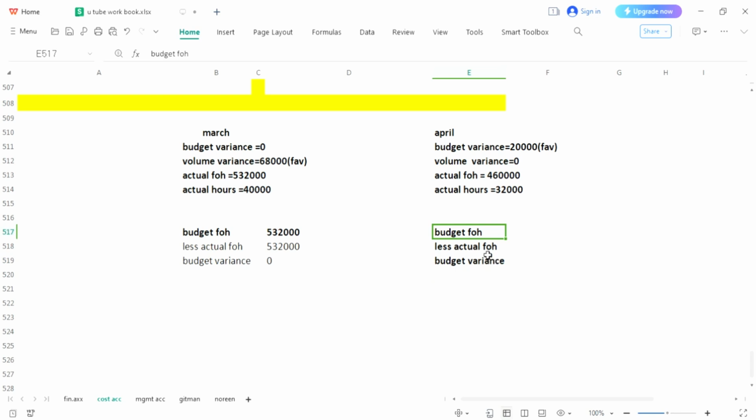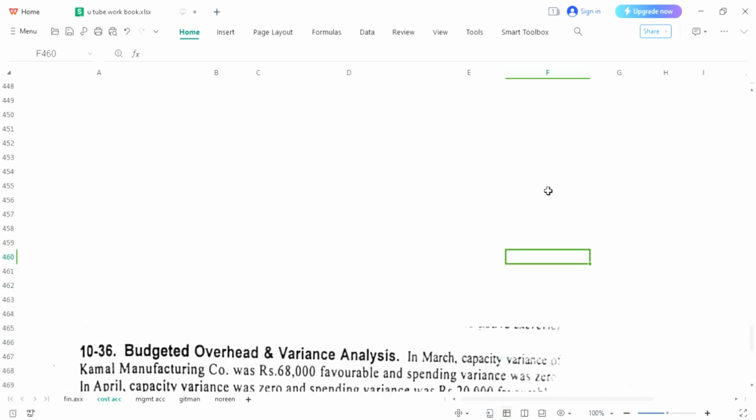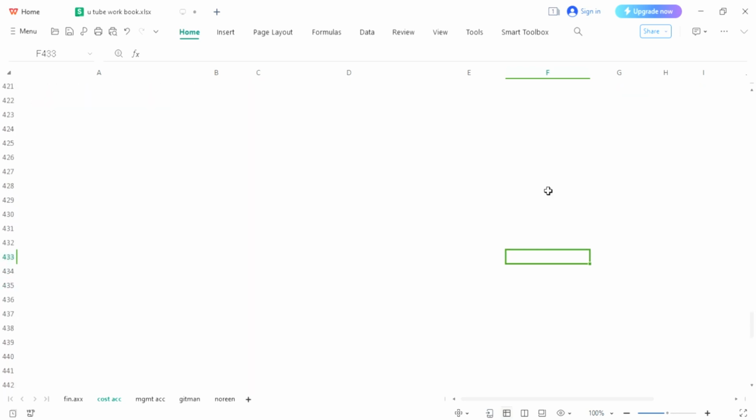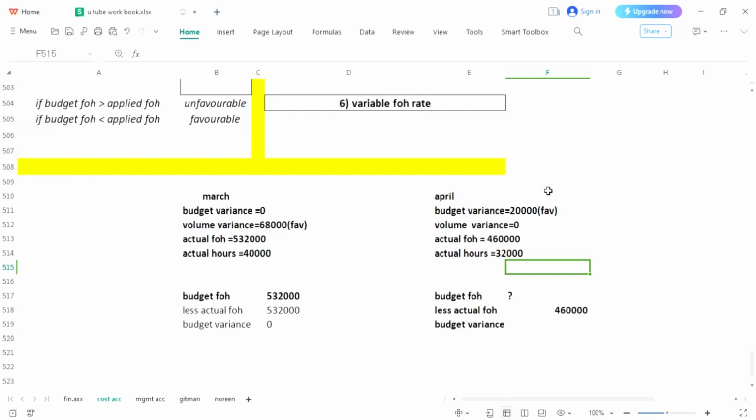Every information related to this formula would be for April now. Budget FH is not provided, so you can mark it as a question mark. Actual FH is provided, like 60,000. Now you can see how easy it is to put in information. If we were using the question, we would be going up, going down, going up, going down. So instead of going up and down, we are just using the information collectively written over here. Hopefully you have understood why we have written information over here.